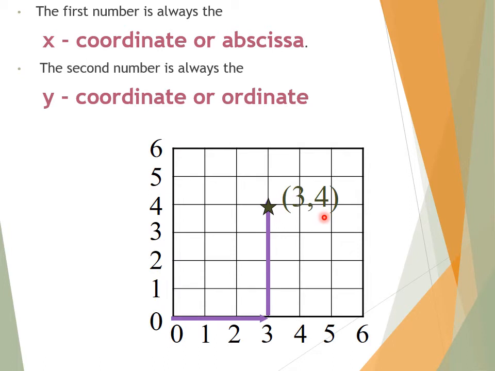So, as a whole, this is the coordinate, and the first one is known as the x coordinate or abscissa. The second one is known as the y coordinate or ordinate. You cannot write the x coordinate in this position and the y coordinate in this position. It will be completely a different point. You always have to mention the x coordinate first and the y coordinate in the second position.